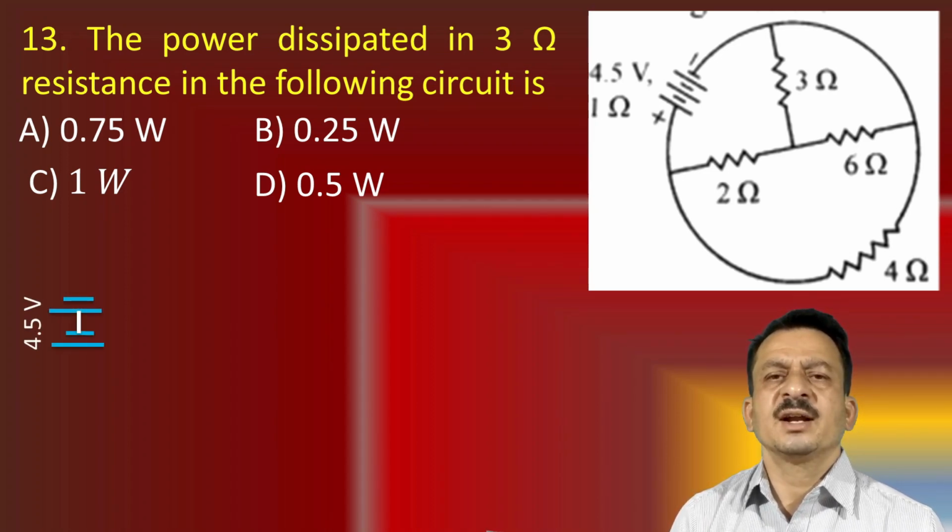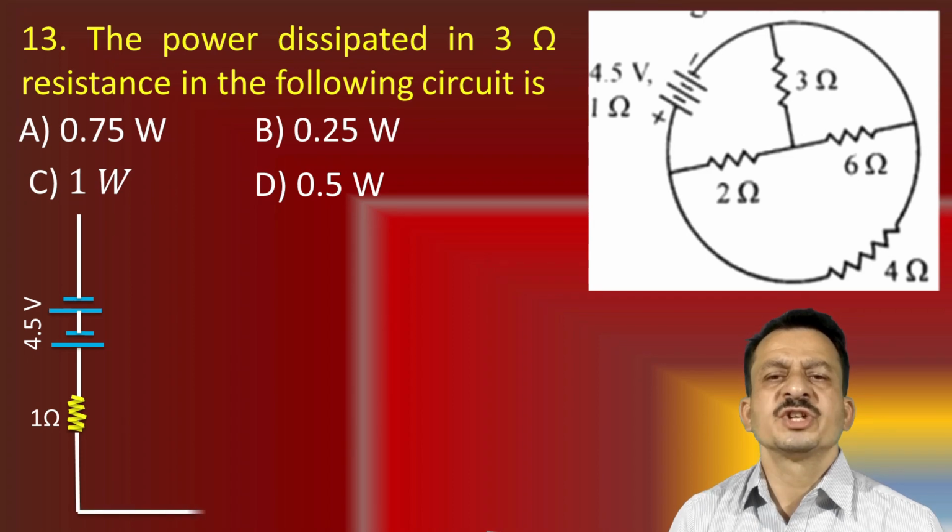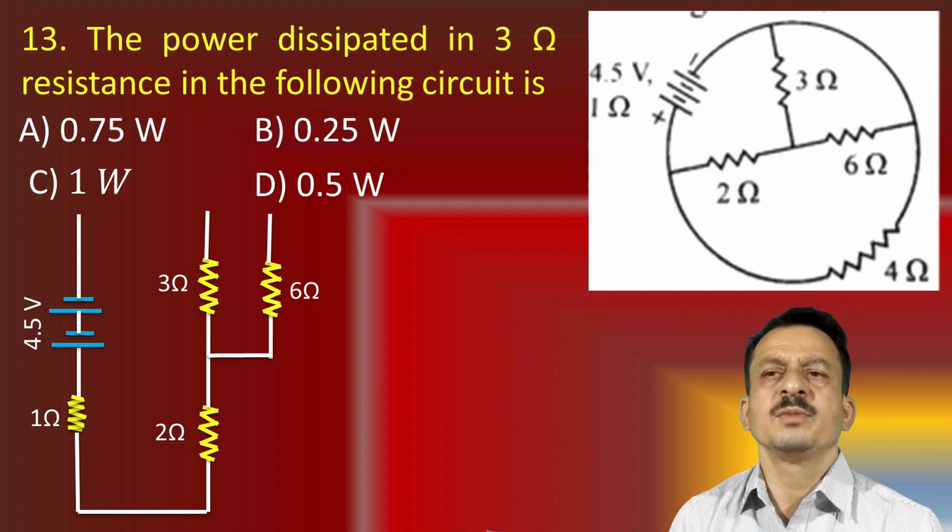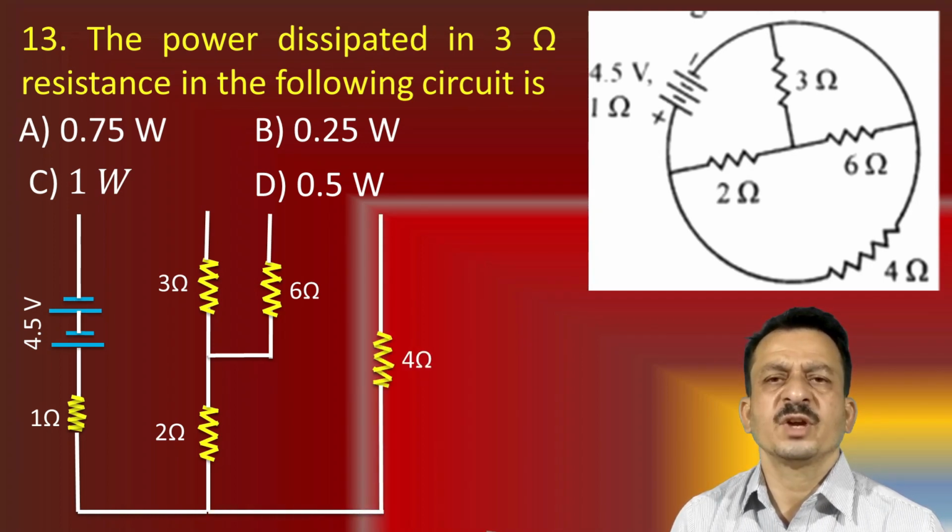Now let me rewrite the diagram. We have a battery of 4.5 volts. It has an internal resistance of 1 ohm. Now it is connected through a 2 ohm resistor as shown in the diagram, and then from that, two parallel resistors are connected. Now I am rewriting the diagram: 3 ohm and 6 ohm are parallel according to the diagram. Another resistor of 4 ohm is connected externally and they are interconnected. I have rewritten the circuit in this fashion.